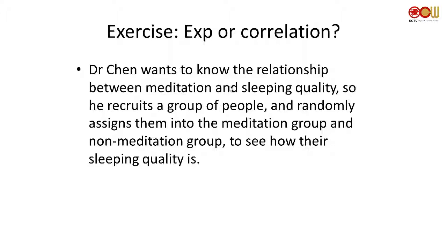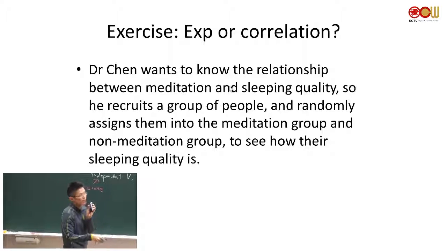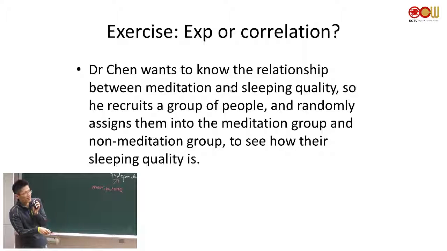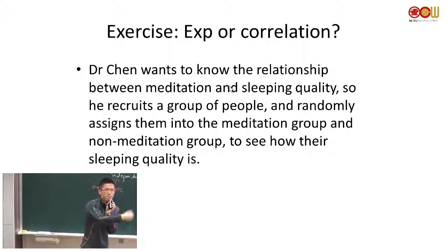In this example, what method does Dr. Chen use? Experiment or correlational method? Okay, yes, the correct answer is experiment. Because there is a manipulation: half of the people have to meditate for probably 1 week or something, and the other group can do anything else other than meditation. So you are actually manipulating their behavior.